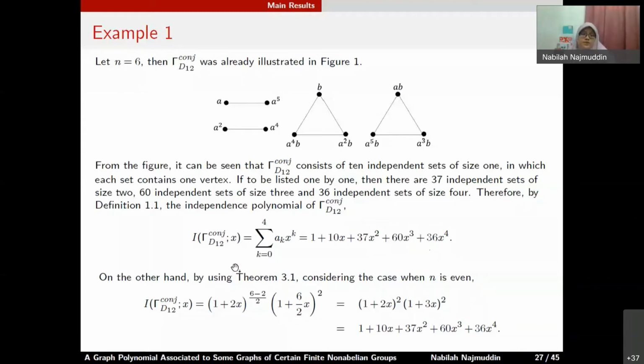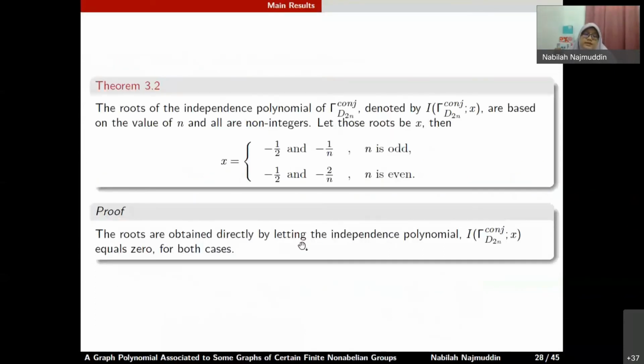Okay, on the other hand, if you use theorem 3.1 that I obtained earlier, considering the case n is even, which is n equals 6, substituting 6, we obtain the polynomial. For the roots, by letting the polynomial equal 0, the roots can be directly obtained as these non-integers.